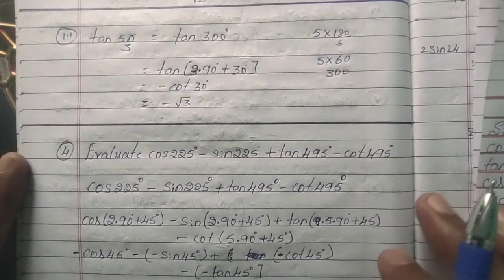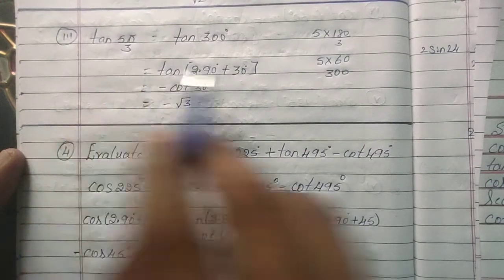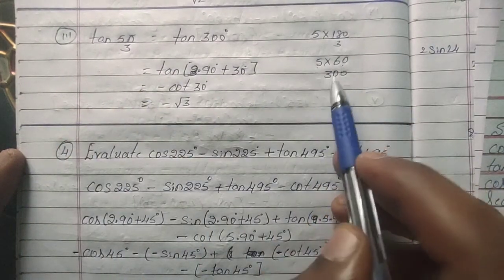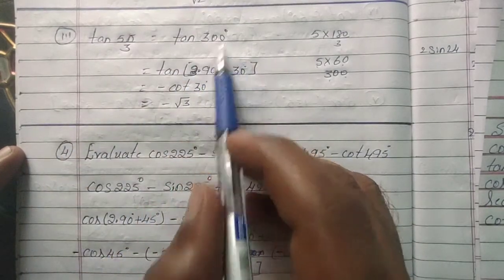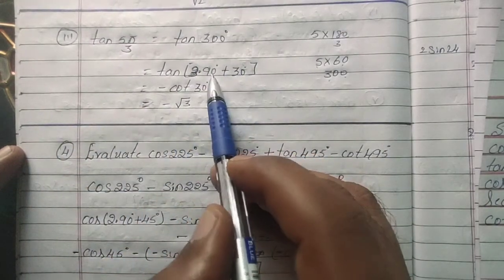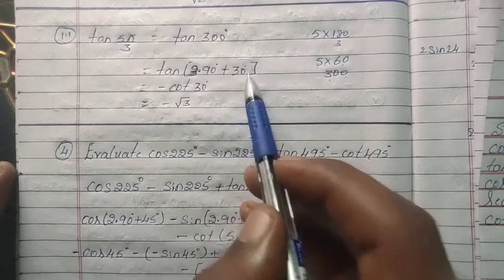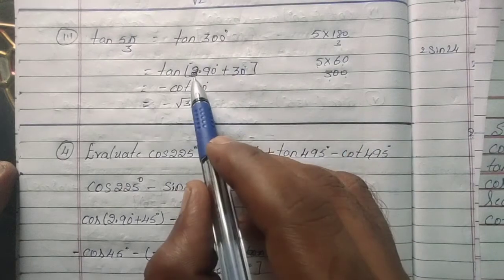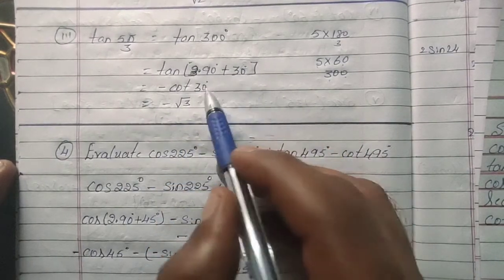Next question. Tan 5 pi by 3. Pi is nothing but 180. 180 by 3 is 60. 5 times 60 is 300. Means this value is nothing but 300. This I can write as tan of 3 times 90 plus 30. 3 times 90, 270. 270 plus 30, 300. N is odd number. So tan becomes cot theta, 30 degree.